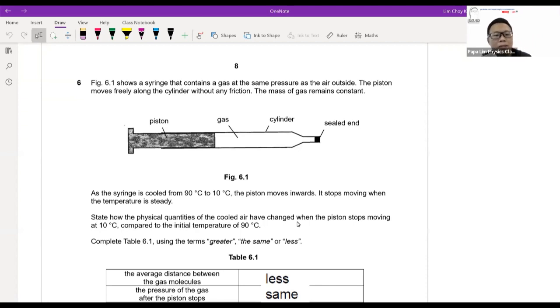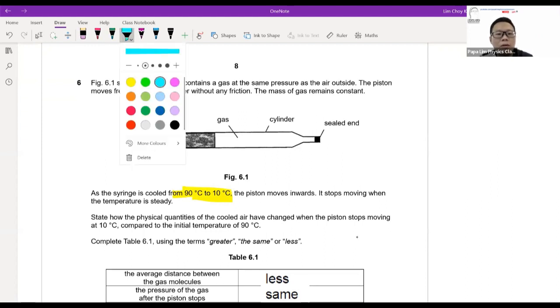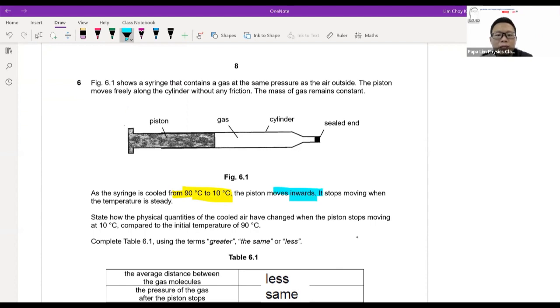One is that the temperature is decreasing. Then after that, you have another situation where the piston is moving inwards. So you have two different, related situations. First, the syringe is being cooled down. Then after that, the piston is moving inwards. These two amount to two different scenarios or cases.